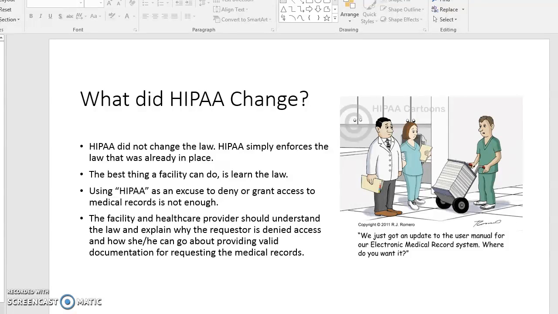The best thing a facility can do is learn the law. Using HIPAA as an excuse to deny or grant access to medical records is not enough. The facility and healthcare provider should understand the law and explain why the requester is denied access and how he or she can go about providing valid documentation for requesting medical records.